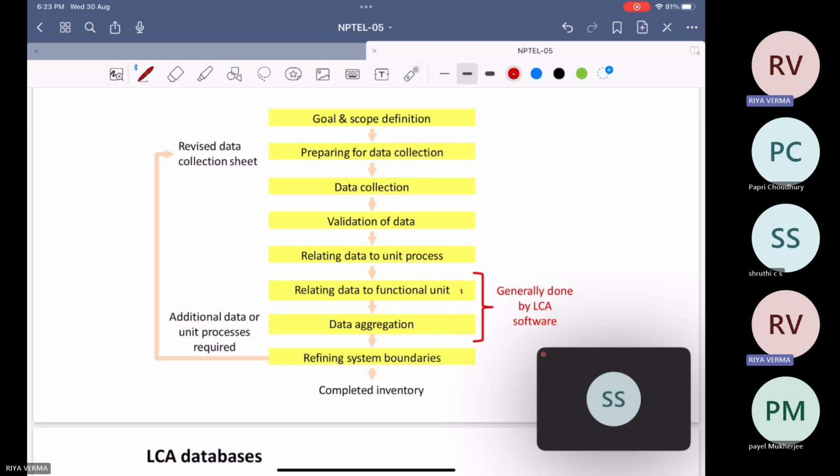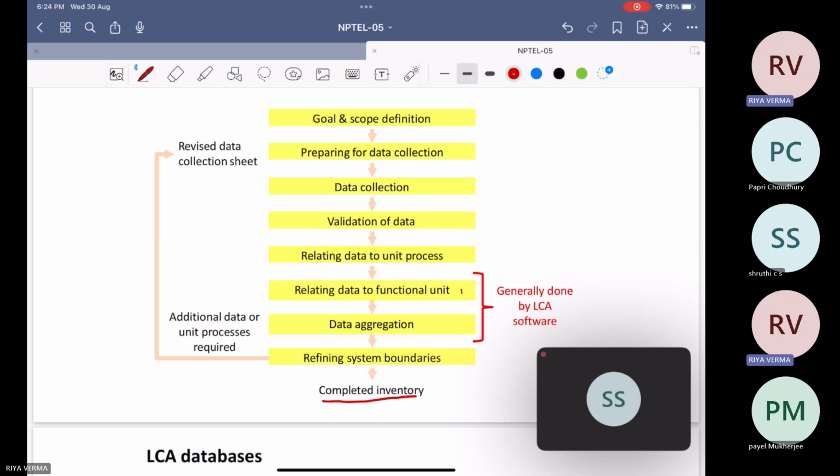Then relating data to the functional units, and after relating all the data to the functional unit, we go for data aggregation, and then refining the system boundaries. And then after all the process, we have the complete inventory of the life cycle analysis, or the life cycle inventory that we are creating. So these two processes, that is relating the data to the functional unit and the data aggregation, generally are done by the LCA softwares.